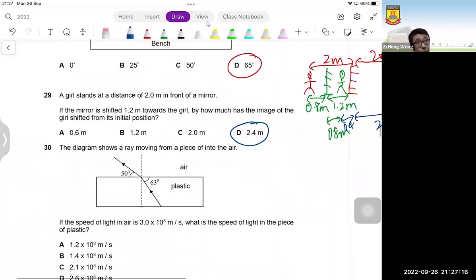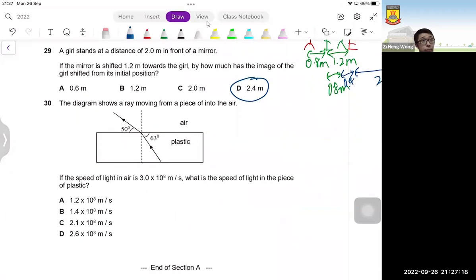Last question, trick question, and it's not so easy. They combine a few calculations. Trick question because instead of giving you angles measured from the normal, they give you the other way around. So actually this is 40. This is 27. You can see it's traveling from plastic to air, denser to less dense, it bends away.